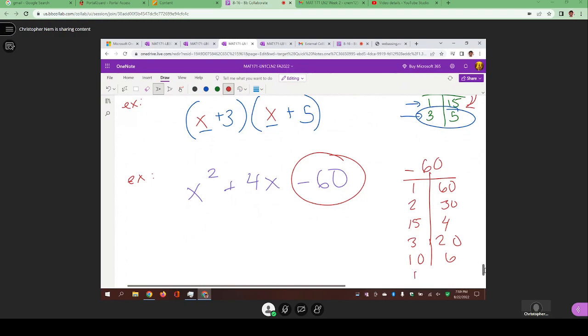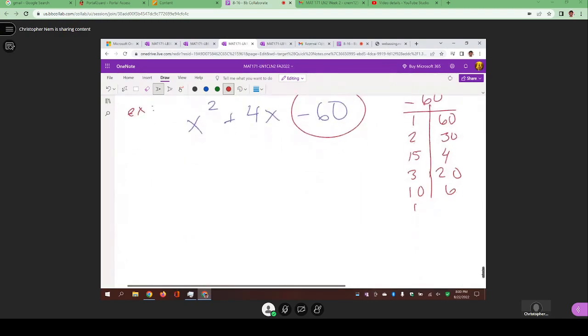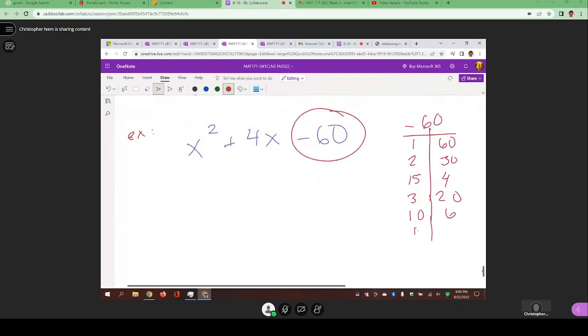12 and 5 also works. Now, notice that this 60 is negative. What that means, if we're multiplying things out, is that one of them has to be negative and the other one has to be positive. I don't know which numbers are positive. I don't know which number is negative. But one of them's got to be negative, one of them's got to be positive.